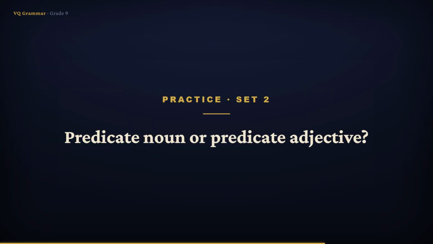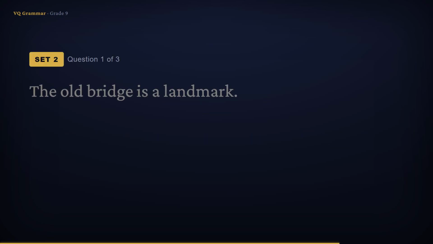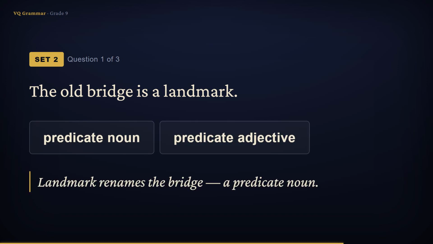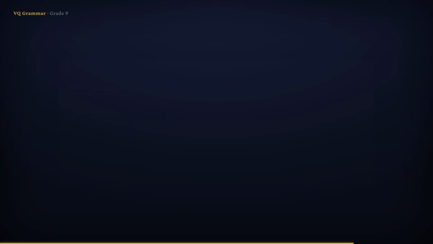Now, every sentence already uses a linking verb. Your job is to look at the word it points to and decide, does that word rename the subject, making it a predicate noun, or describe the subject, making it a predicate adjective? Pause and try each before I answer. The old bridge is a landmark. The linking verb is joins bridge to landmark. Does landmark rename the bridge or describe it? Landmark is another name for the bridge. It tells us what it is, so it's a predicate noun.